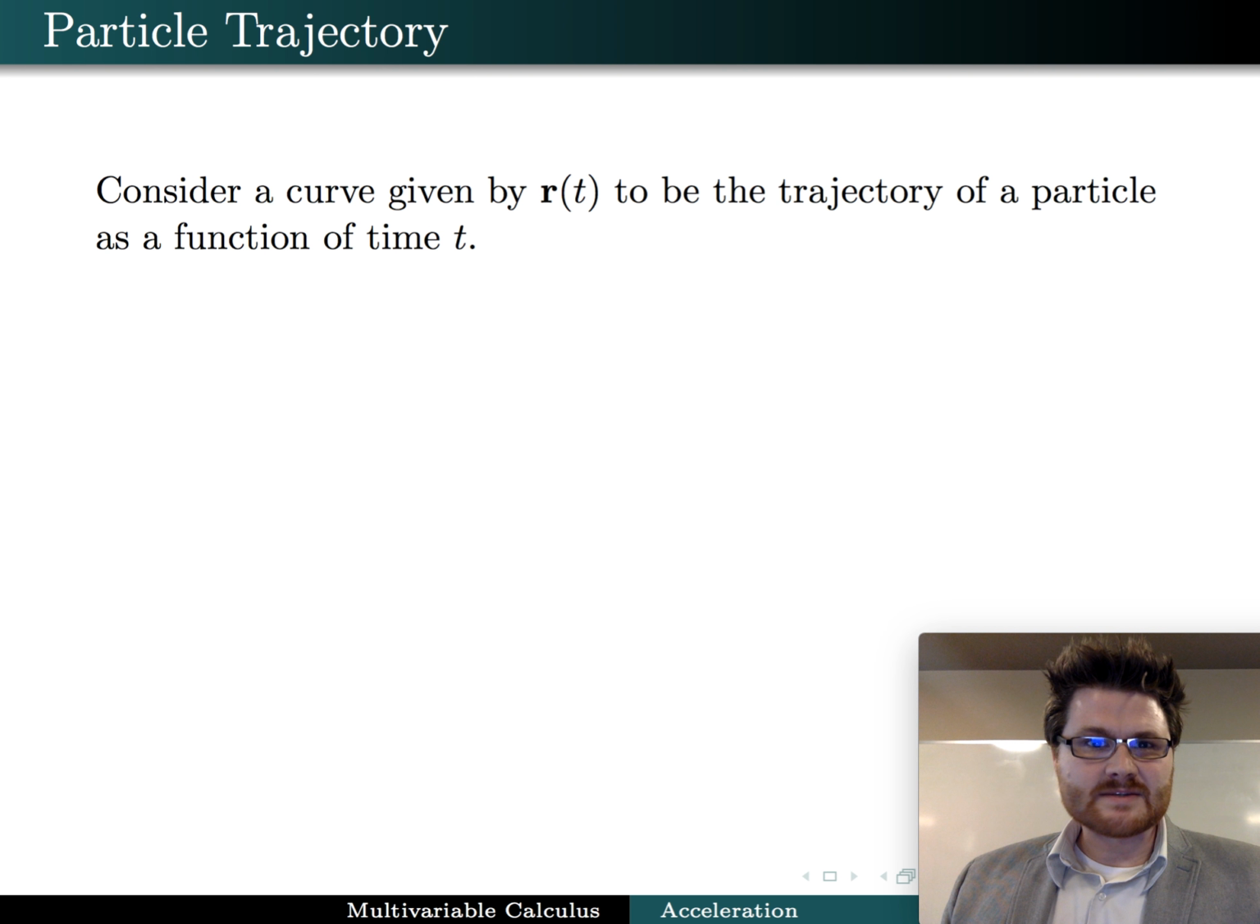And so what I'd like to do is take some vector valued function r and consider it as the trajectory of a particle. That is, that vector r describes the position of a particle at some time t. And so the derivative of r, r prime, is just the velocity vector of the particle at any given time t. And the second derivative of r, or the first derivative of v, is just the acceleration of the particle at any given time t.